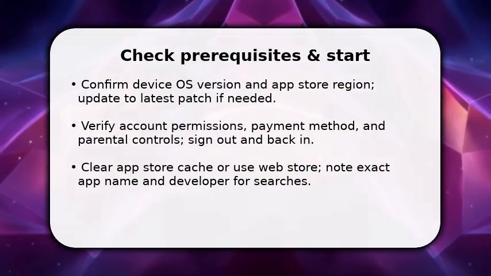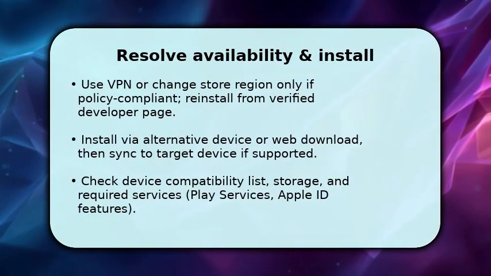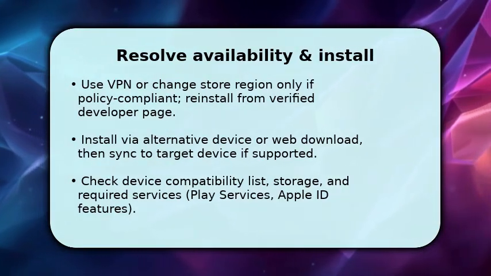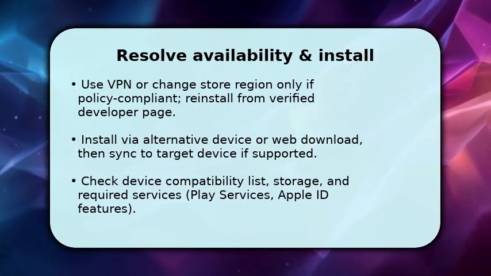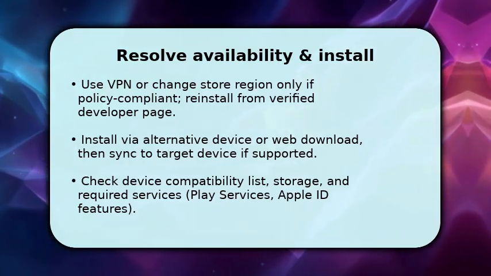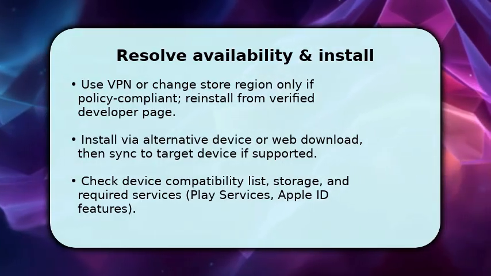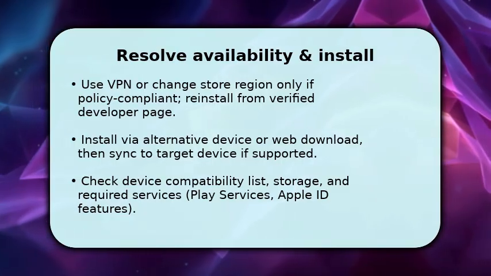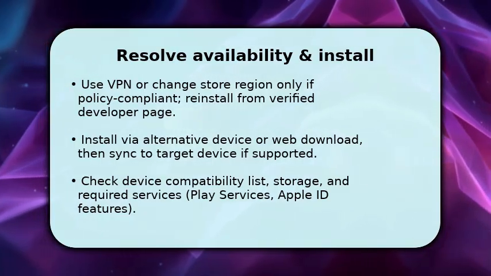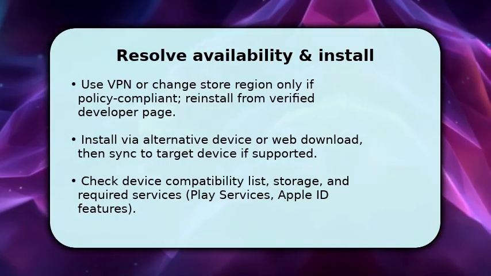Next, you resolve availability and get the app installed. If region restrictions block you and policy allows, use a VPN or change store region, but first verify developer rules, then reinstall from the verified store page. If that fails, install via another device or use the web download and sync to your target device.